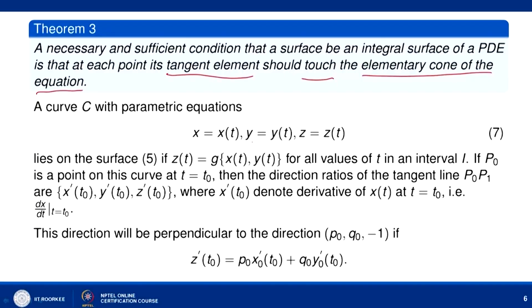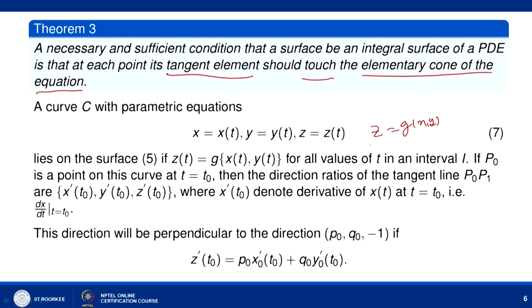So, now we want to find the integral surface using this geometrical idea, and we are trying to find this integral surface as a totality of curves lying on the surface. So, for that we look back to the curve, and here let us say a curve C with parametric equations x equal to x of t, y equal to y of t and z equal to z of t lies on the surface z equal to g of x, y.